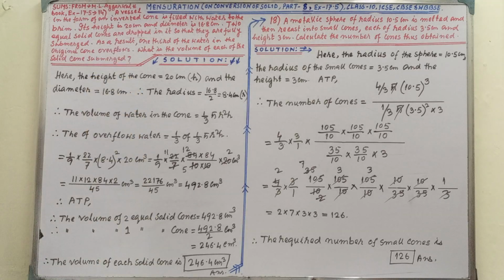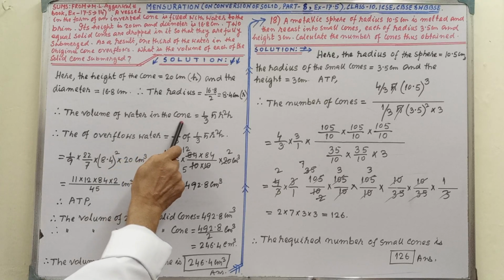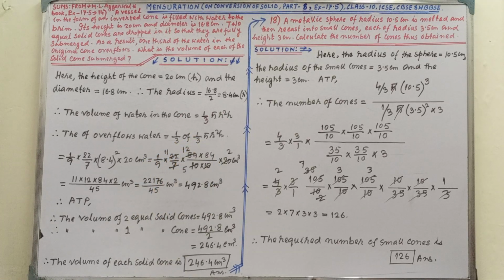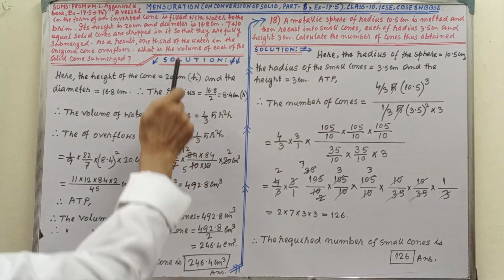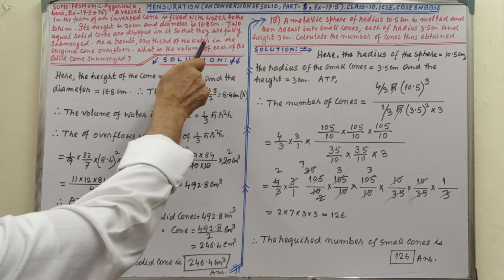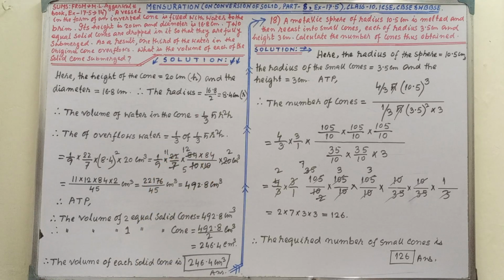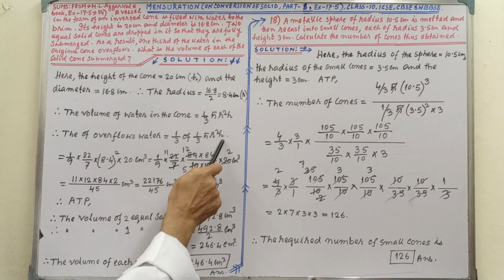As a result, 1/3 of the water in the original cone overflows. Therefore, the volume of the water in the cone, that is the volume of the cone, is 1/3 pi r square h. Therefore, the overflow water is 1/3 of the water in the original cone. Original cone is 1/3 pi r square h, so 1/3 of the original is 1/3 of 1/3 pi r square h.